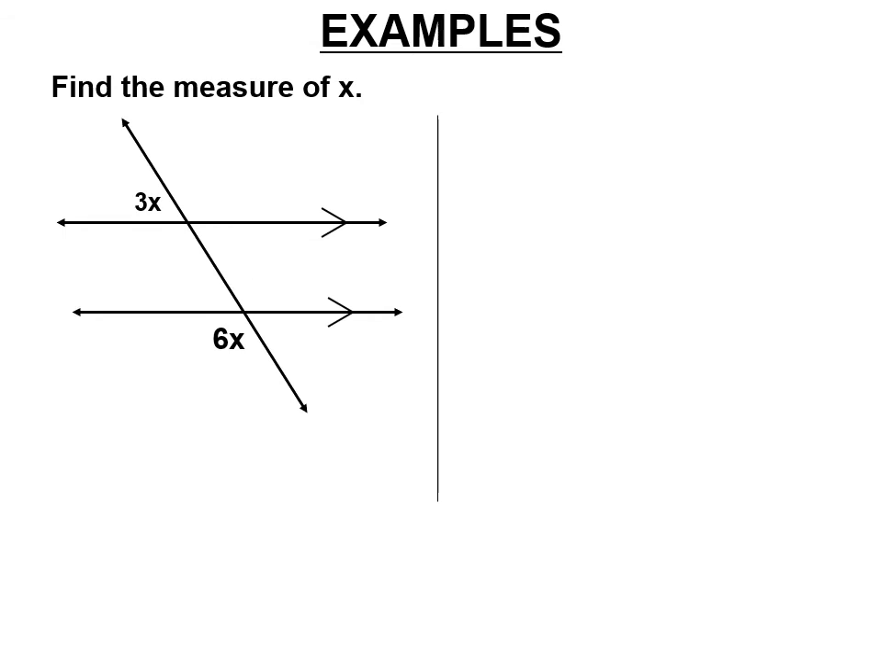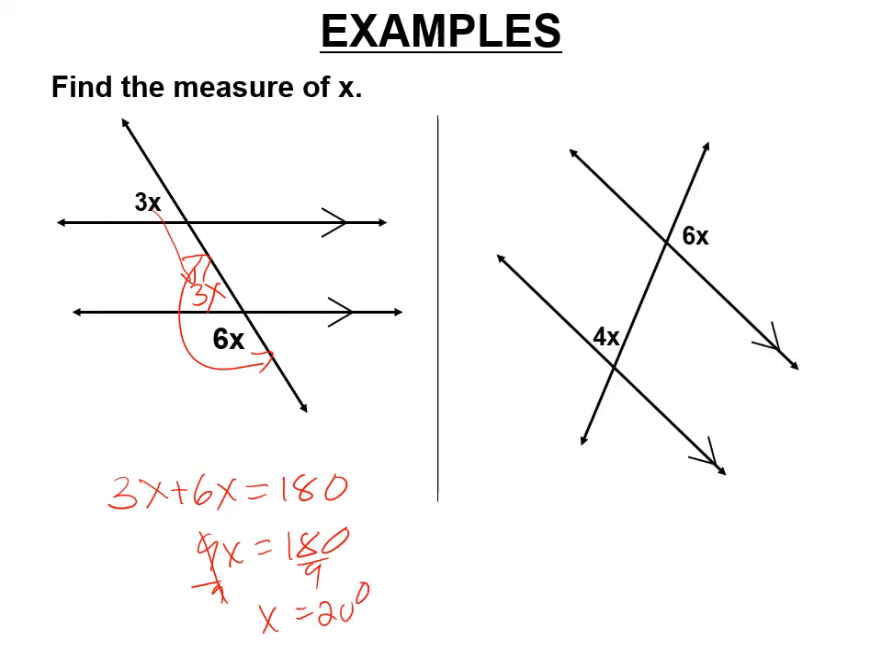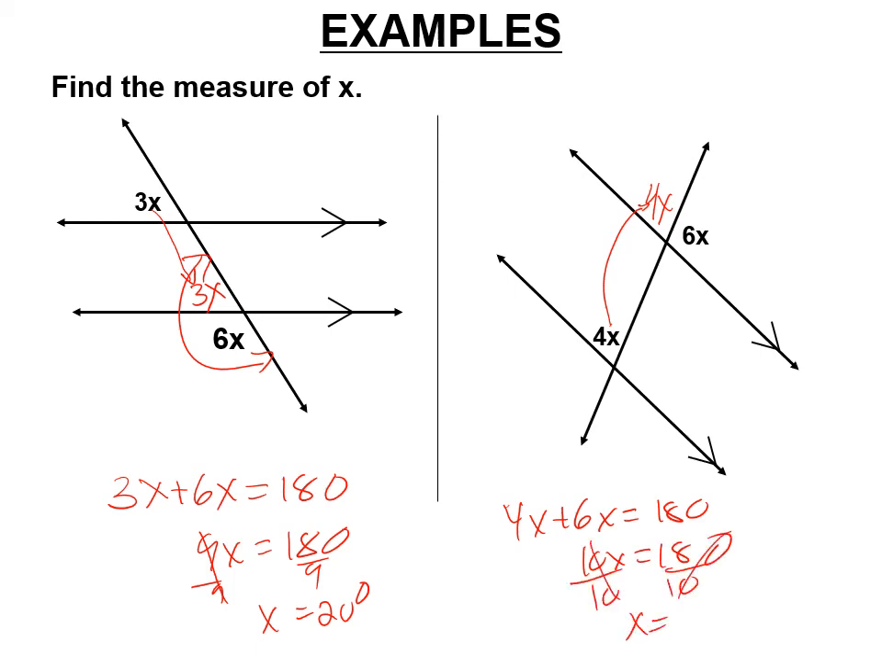All right, so we're going to use this information to find X. So let's move this down here, to the corresponding angle, and now we have a linear pair. 3x plus 6x equals 180. 9x equals 180. Divide by 9, x equals 20 degrees. Now this time, we're moving this over here, getting to its corresponding angle up there. We have 4x plus 6x equals 180. They're a linear pair. 10x equals 180. Divide by 10, x equals what? 18 degrees.